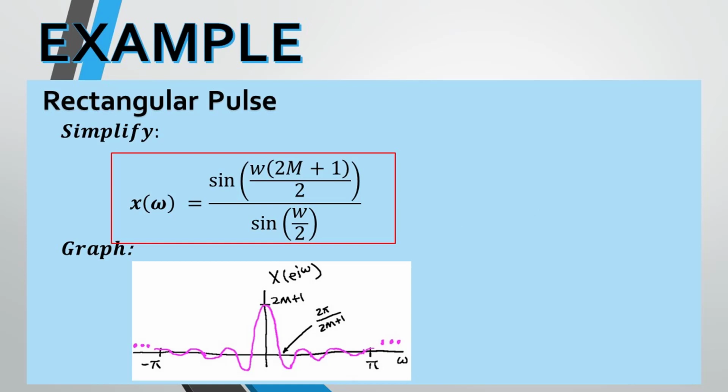You will notice that the numerator oscillates more frequently because it has a larger multiplier. On the sketch, we are considering the range from minus pi to pi, and in that range the denominator is increasing. The amplitude is 2M plus 1.